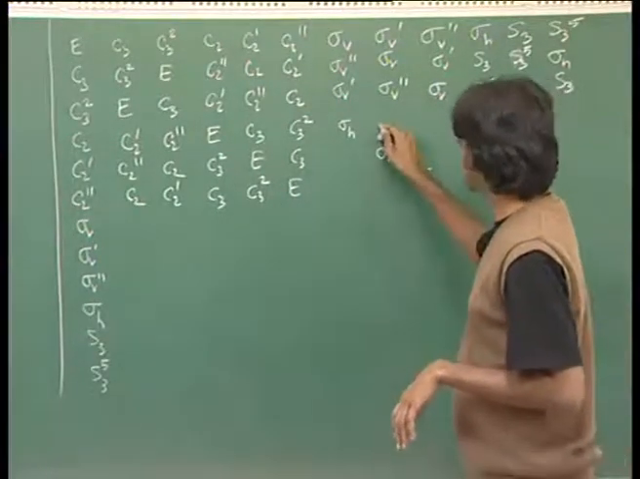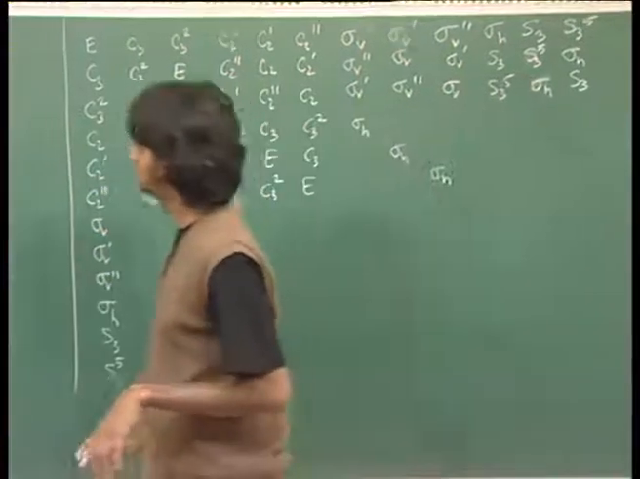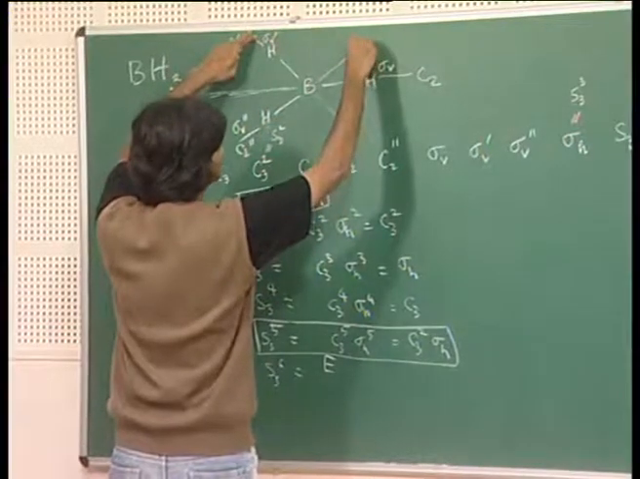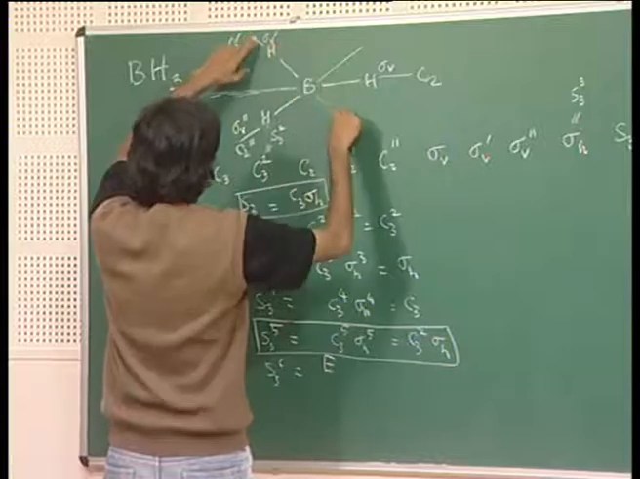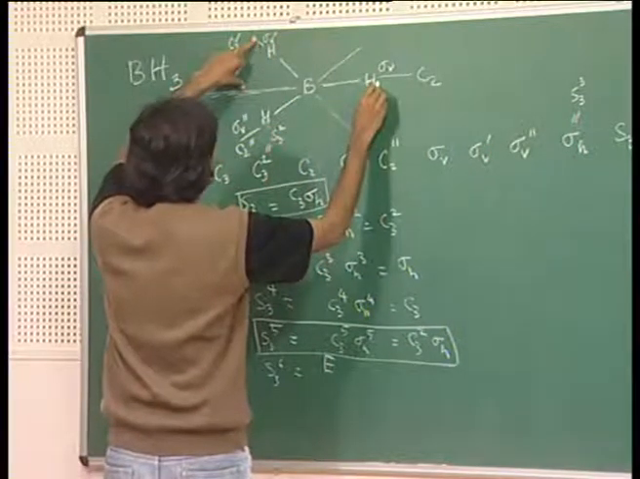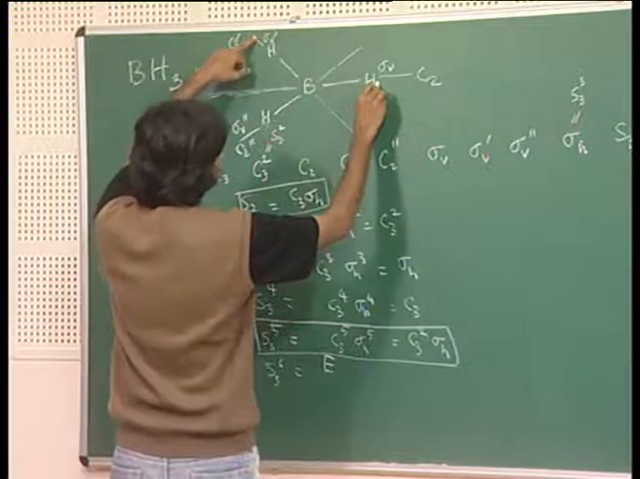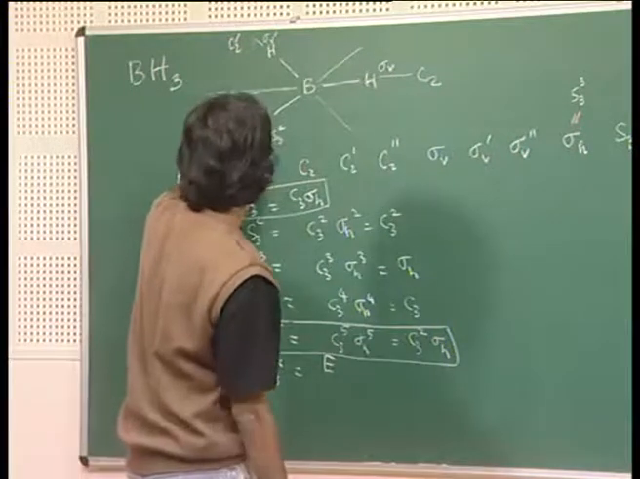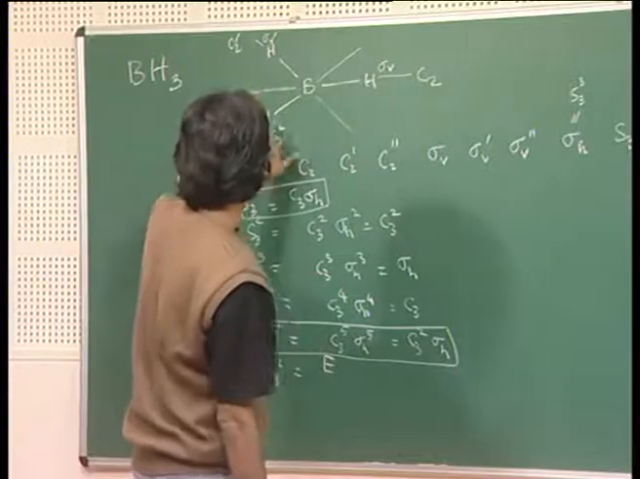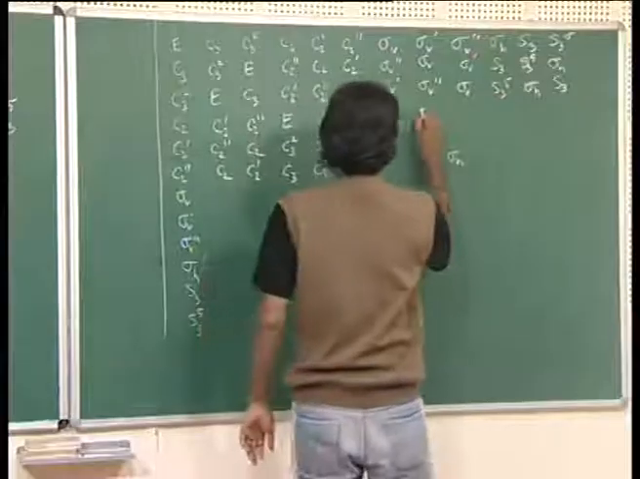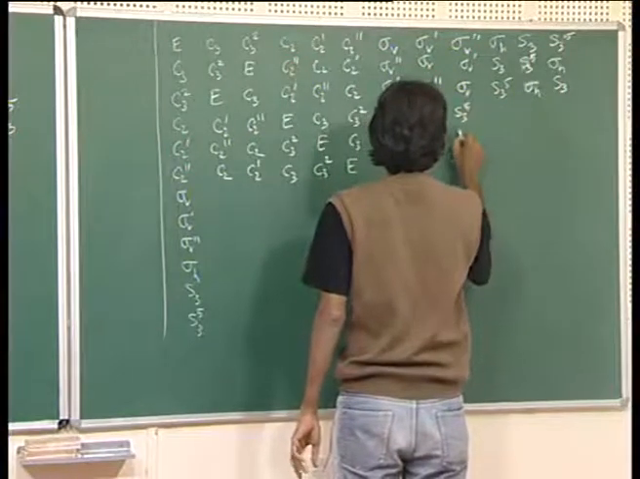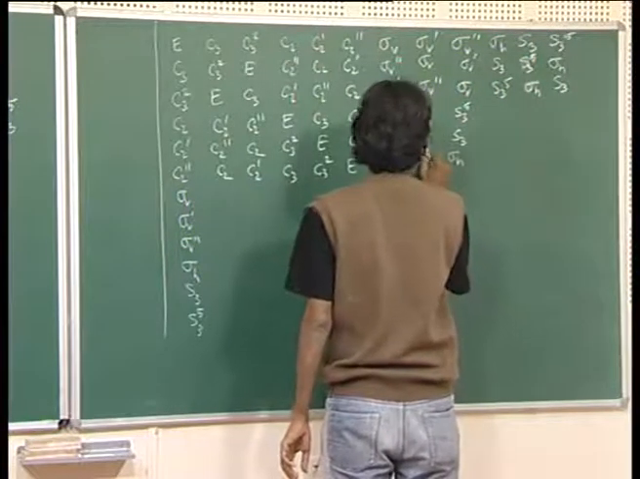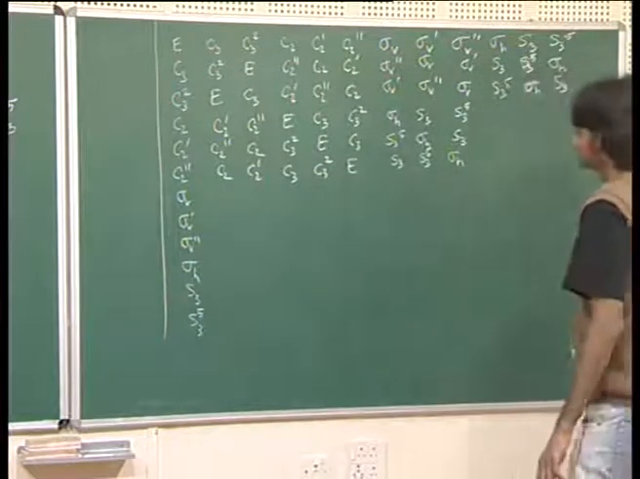And what is sigma v prime followed by C2? Sigma v prime will take this to this, followed by C2, that means this stays where it is. So that corresponds to an S3. So this corresponds to S3, S3 to the 5.